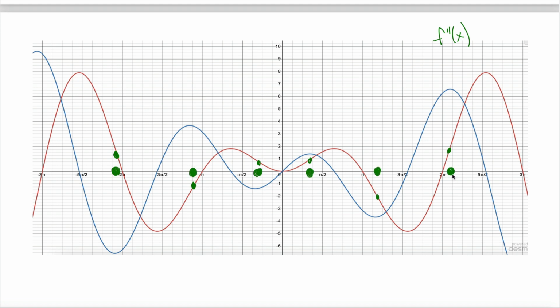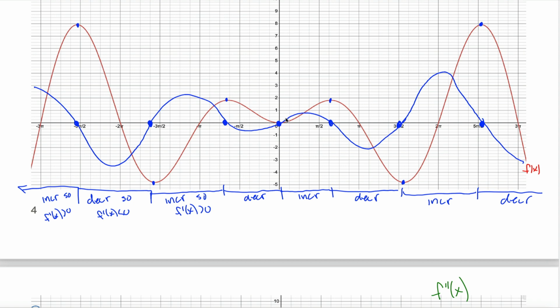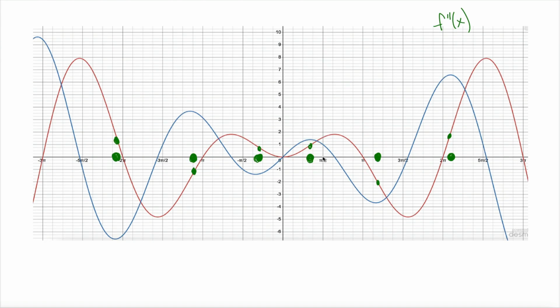When I sketch my graph in green, I've got to make sure I go through all these big green dots. But like we saw above, it wasn't enough to just figure out these blue dots. We had to figure out when we're between the different blue dots, should we be above or below the axis? We have to do the same thing down here.